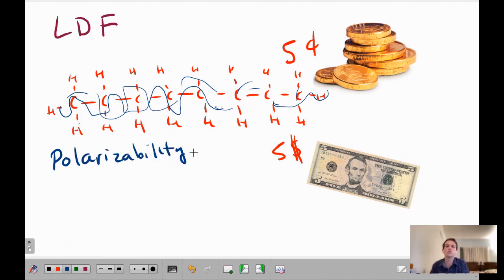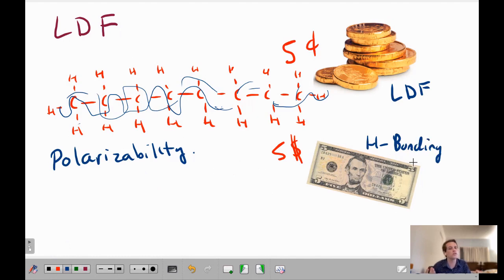The larger the molecule, the more electrons and the more surface area that's present, the more polarizable that molecule is going to be, which means it can have potentially a greater LDF. Now, LDF is like a little nickel over here. It's like a 5 cent kind of thing. And hydrogen bonding, let's say that this is like a $5 bill.